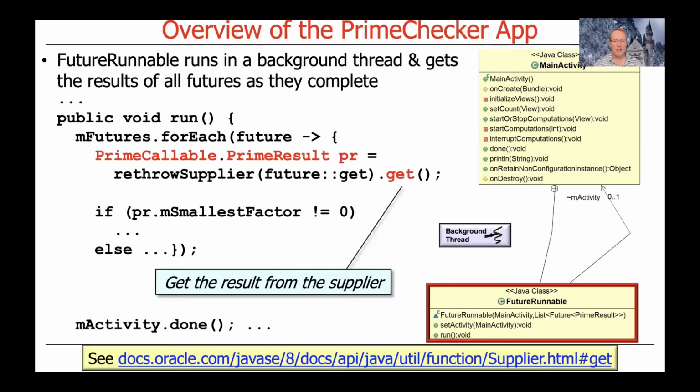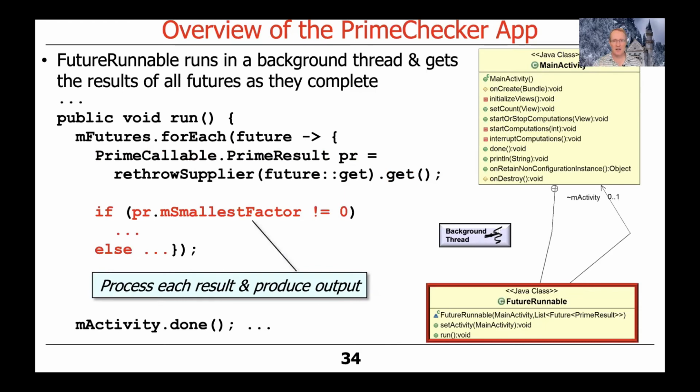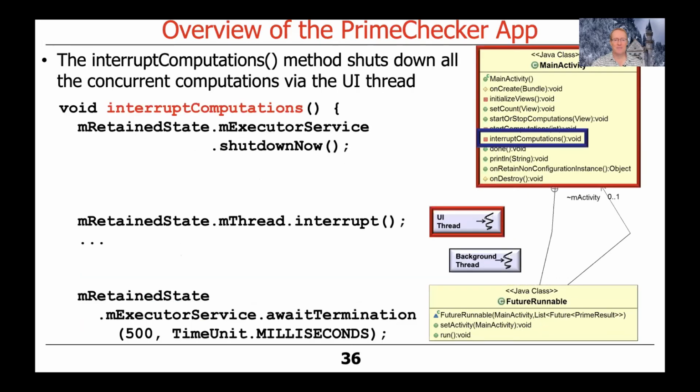What rethrow supplier does is give us back a supplier, and therefore if we actually want to get the results back, we have to call the get method, because that will get us back the results that came back from the future get method. So we get back a prime result, and then we decide whether it was prime or not and print the right output. If you run the app, or go back and look at the screen, it'll show what the output looks like. And when we're all finished, we tell the main activity that we're done, so it can wait for the next count request to come in.